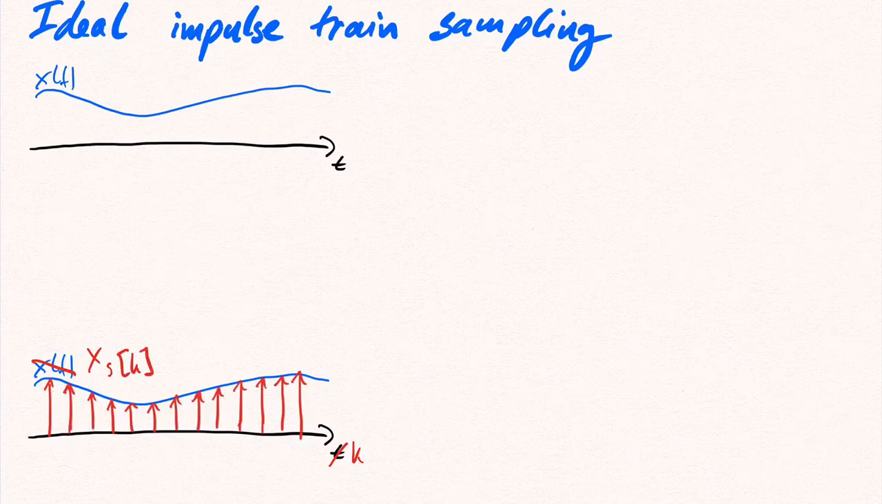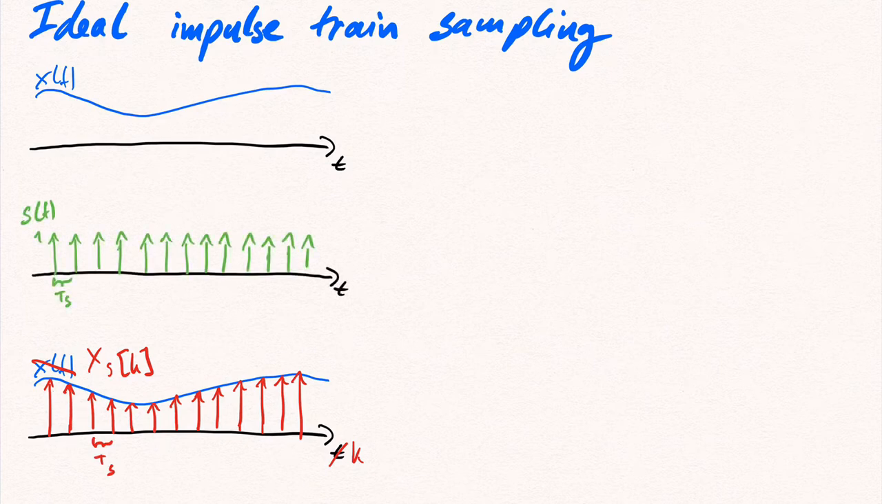And we will do this by storing the value of the original x of t for multiples of the sampling period Ts. To explain this mathematically, we introduce the pulse train or sampling train s of t, which is a train of Dirac deltas of height 1, which are Ts seconds apart. Then we need to multiply x of t with s of t to yield the sampled signal as a result.